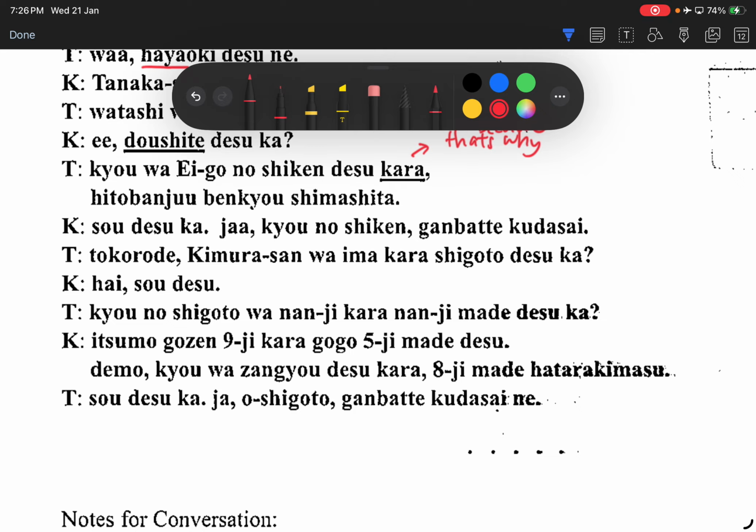Then K replies, いつも right? 午前9時から午後5時までです。So what is いつも? Any idea? いつも means when? No, not really when. It's this いつ. When is いつ? いつも. Usually. Usually. How you know? You check. Okay, so yeah, it means usually. So like the usual, right? いつも, the usual, right? The usual is from 9 to 5. Right? So the usual is from 9 to 5.